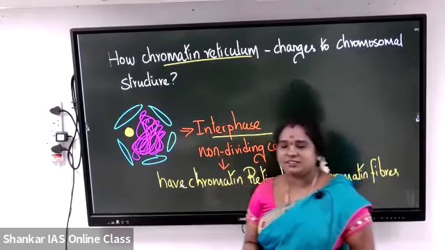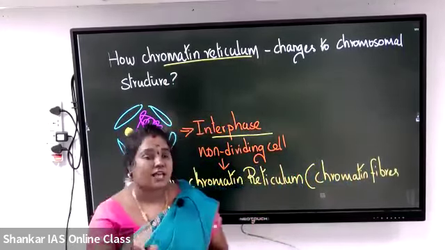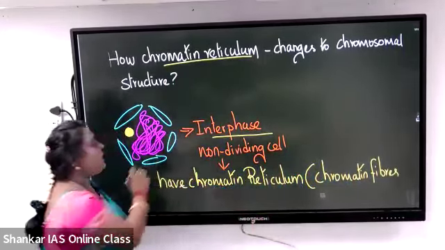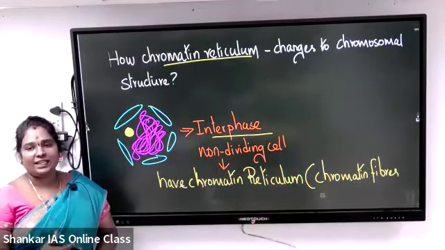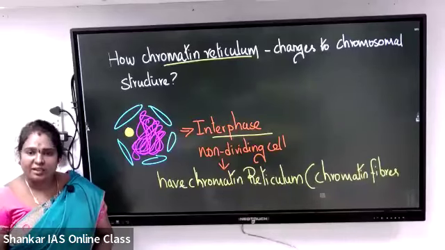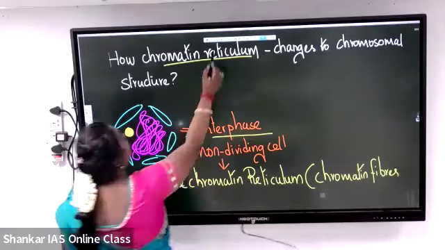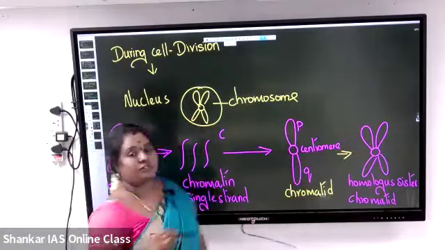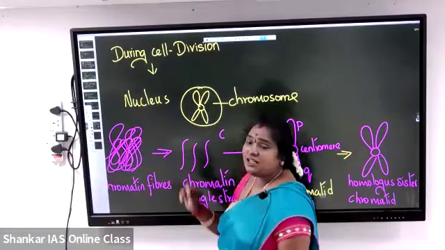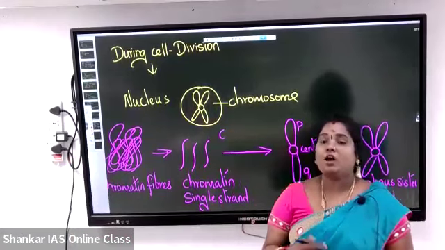So what was the answer for this? When a cell is in a non-dividing stage, inside the nucleus they will be seen as a bundle of wool. We call them what? Chromatin reticulum or chromatin fiber. When the cell is about to divide, when they are in the process of prior division, the nucleus will show a structure of a chromosome. This is a typical X-shaped structure. We call this structure a chromosome.